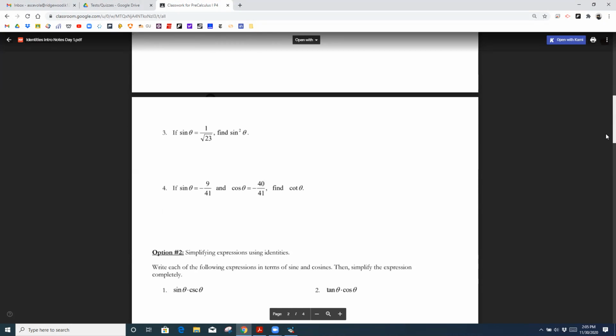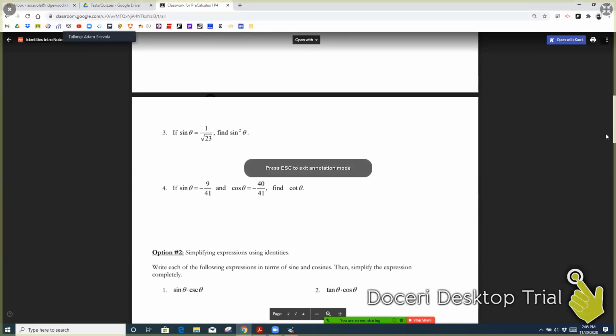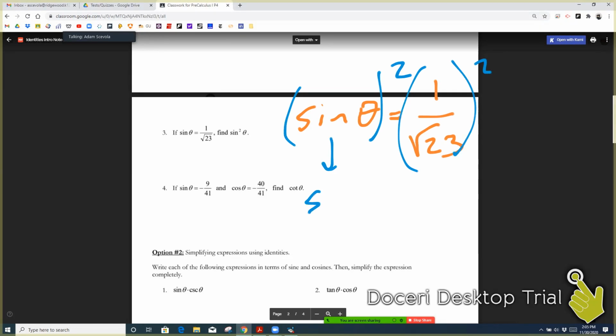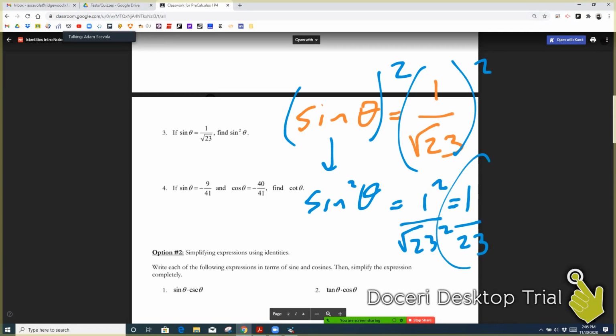So all right, we know the sine of theta is equal to 1 over root 23. And this is the same thing as sine squared of theta. So it just means we take 1 over root 23 and we square it. So 1 squared is 1, and root 23 squared is 23. So the answer is just 1 over 23.